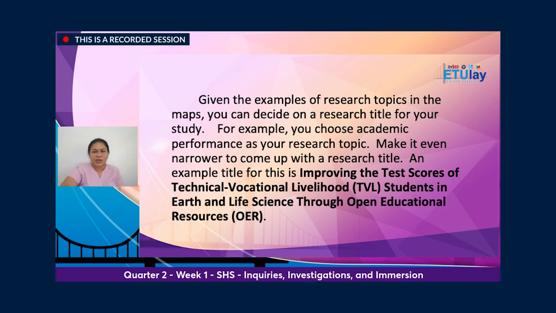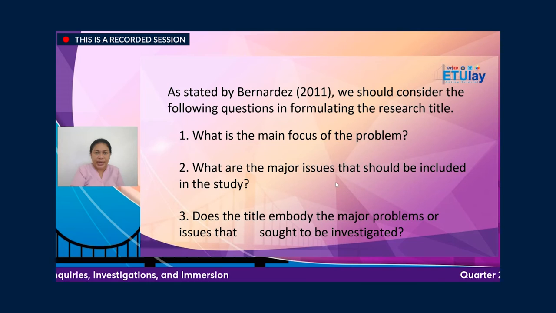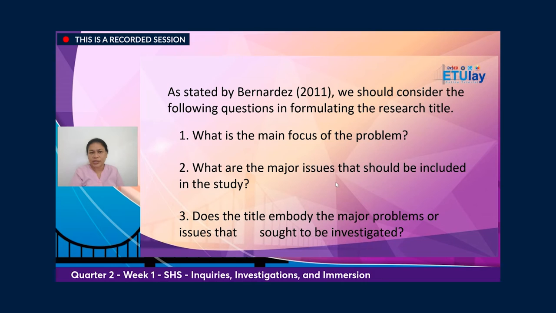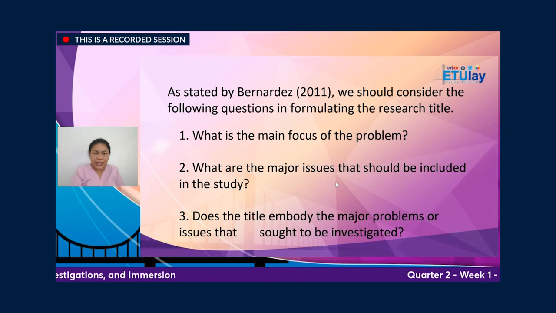So as stated by Fernandez, 2011, we should consider the following questions in formulating the research title. Okay, remember these three questions in formulating a research title. The first one, what is the main focus of the problem? Second, what are the major issues that should be included in the study? And number three, does the title embody the major problems or issues that sought to be investigated? So remember these three formulating questions.